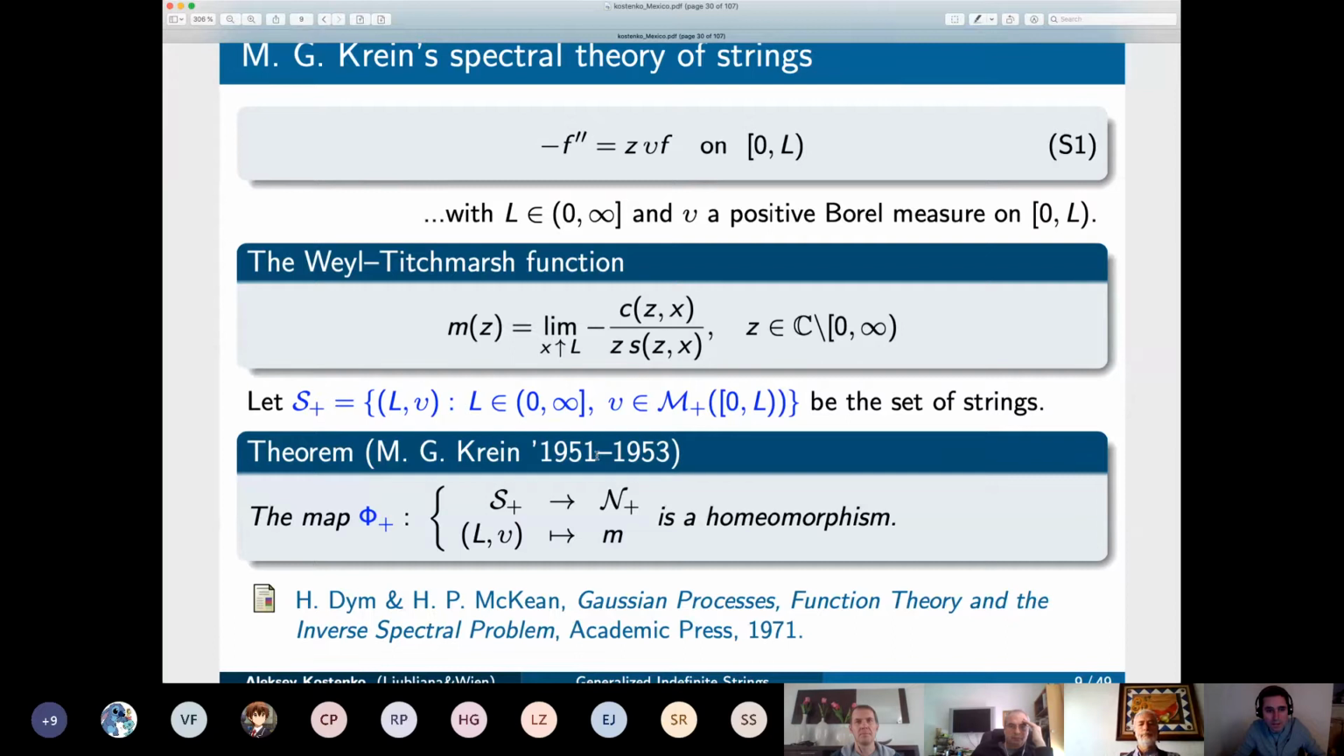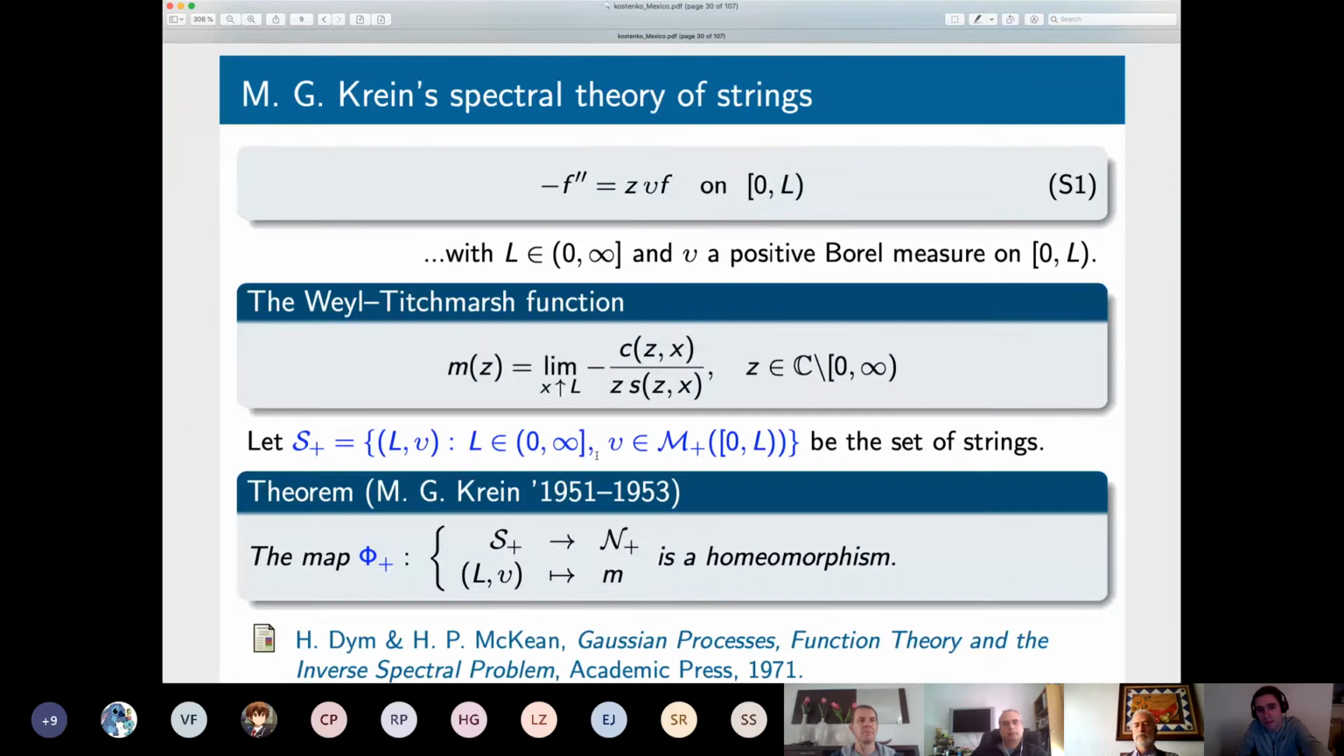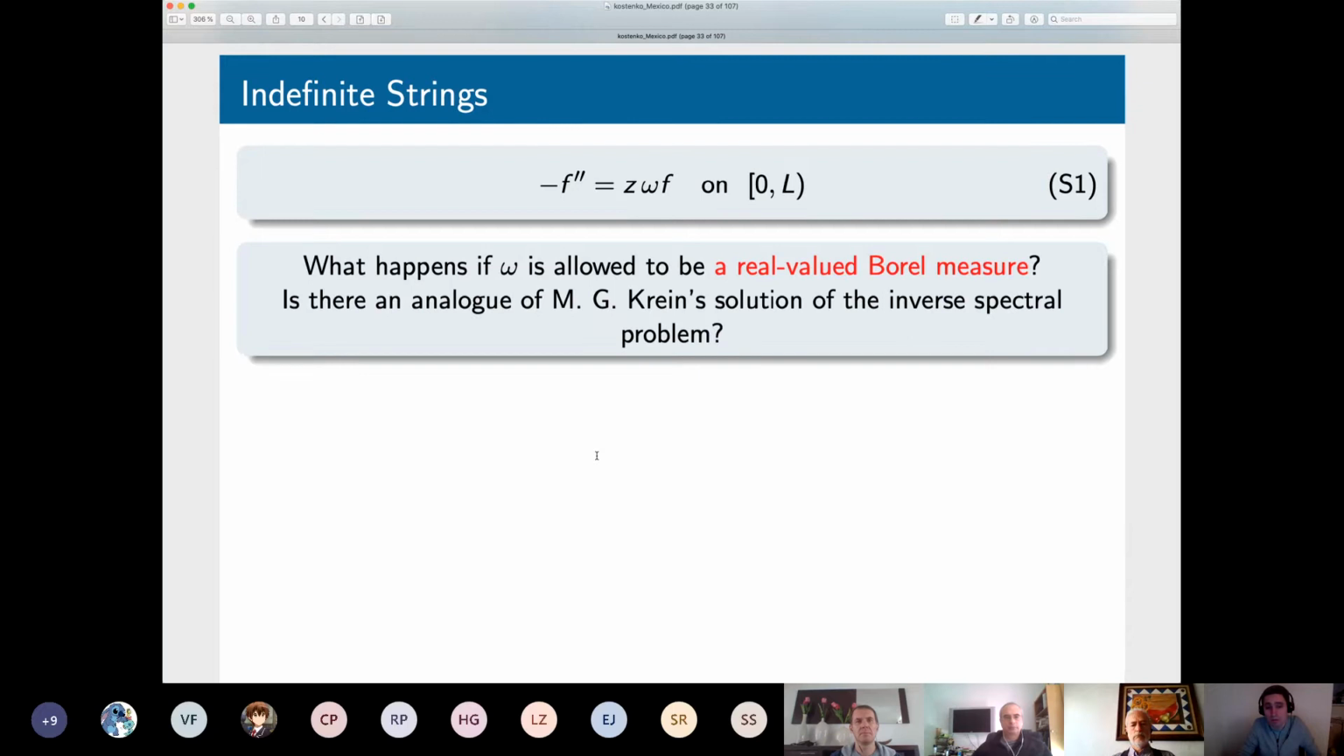Now, after this very lengthy historical introduction, I would like to go to indefinite strings. So suppose we remove the assumption that V is a positive Borel measure. So suppose we have omega, which is indefinite. It has pluses and minuses, so it's a signed measure. The question is, what happens in this case? Is it possible to extend this nice solution of Mark Krein to the case of indefinite strings?